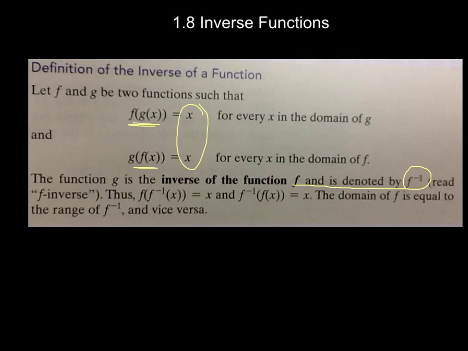Okay? And the domain of f becomes the range of f inverse. So when I have inverse functions, the domains and ranges switch. So the domain of the function becomes the range of the inverse, and the range of the function becomes the domain of the inverse. So the key thing to remember when you're talking about inverse functions is that the domain and range will switch out when I go from one to the other.